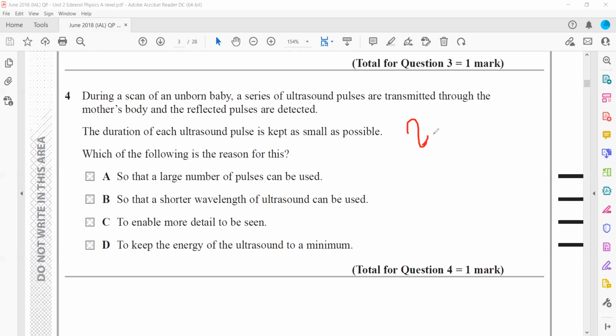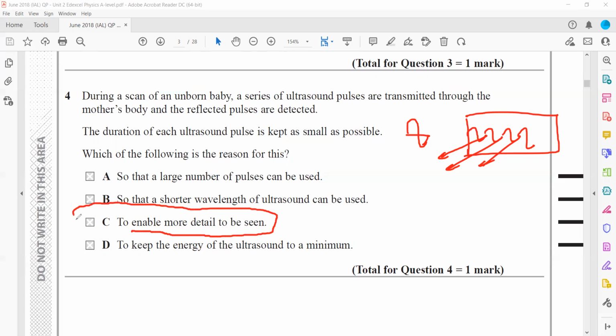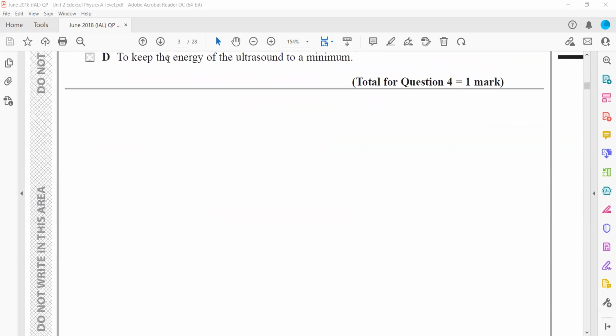If the pulse is shorter, then normally what happens is that when the pulse completes its cycle, part of the pulse is reflected. So when we keep the shorter pulse, we'll get a more detailed image. What is the advantage of using a shorter pulse? It enables more detail to be seen, because when the pulse completes its cycle, part of the pulse bounces back. So we'll get more points within the object. That's why we'll get a more detailed image. This is related to the pulse echo technique.